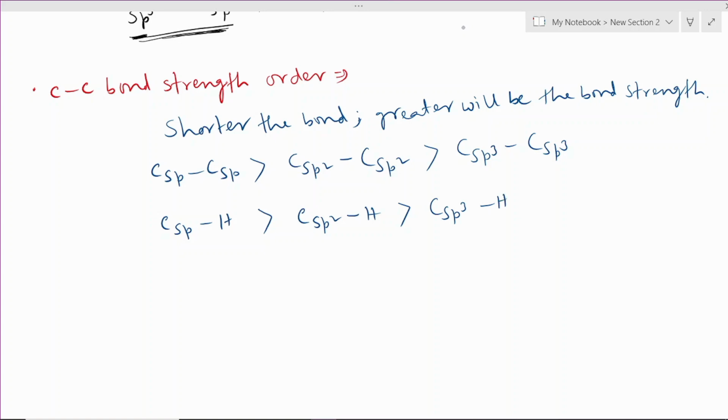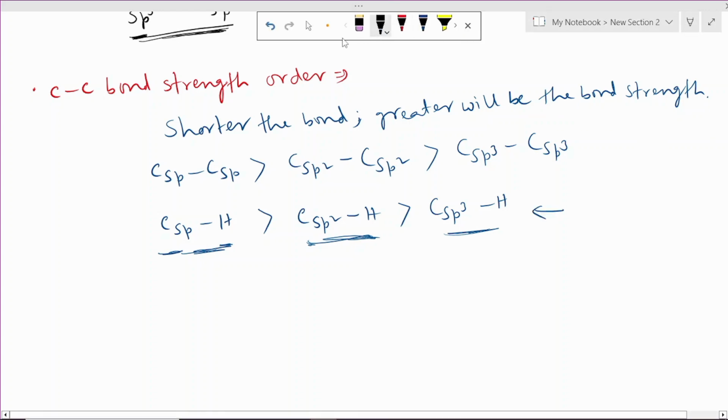Here the sp hybrid orbital of carbon overlaps with the 1s atomic orbital of hydrogen and forms a Csp-H sigma bond. Similarly, the sp2 hybrid orbital of carbon overlaps with the 1s atomic orbital of hydrogen and forms a Csp2-H sigma bond. Here also the sp3 hybrid orbital of carbon overlaps with the 1s atomic orbital of hydrogen to form a Csp3-H sigma bond.